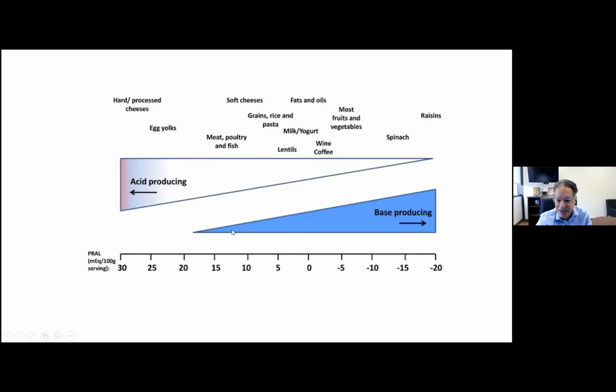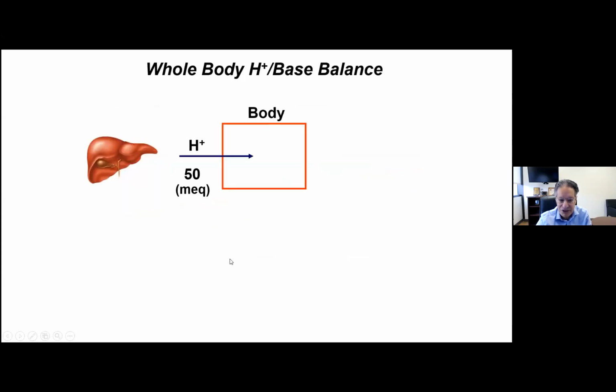So it just depends on the type of amino acid which is present, and that's what determines this sort of spectrum of acid and base production. So what do we do with this? We have 50 milliequivalents of protons coming into the body in the form of hydrochloric and sulfuric acid.